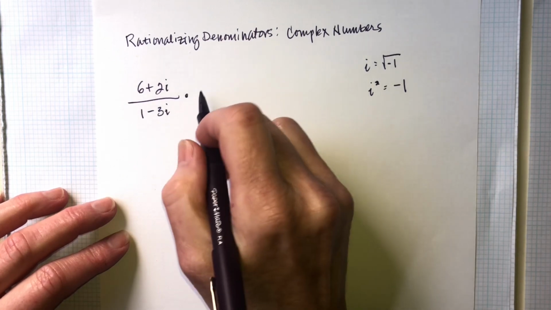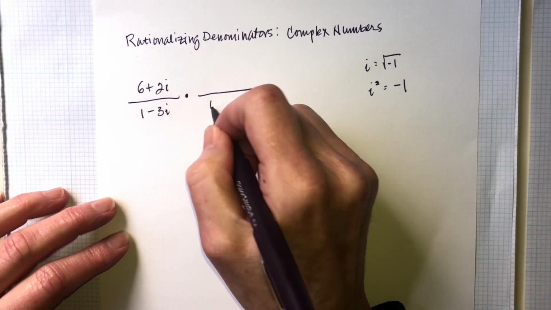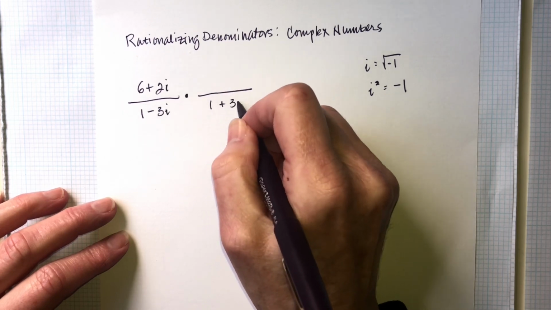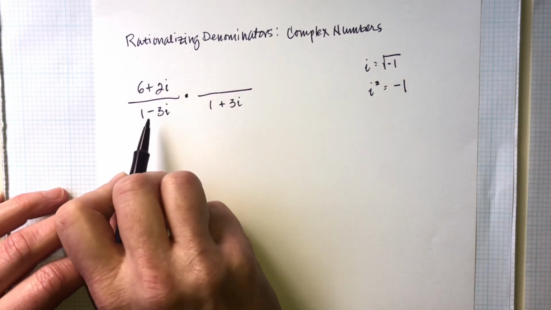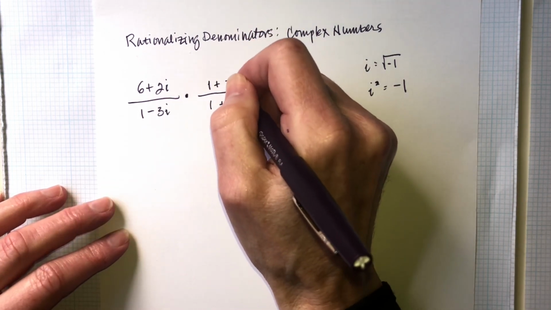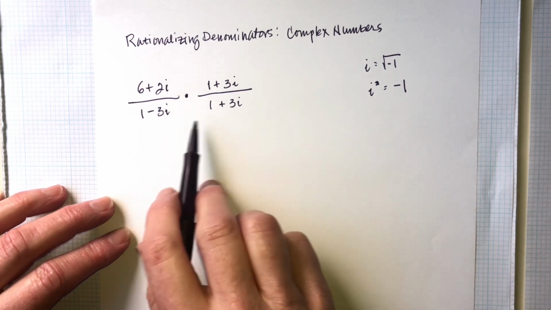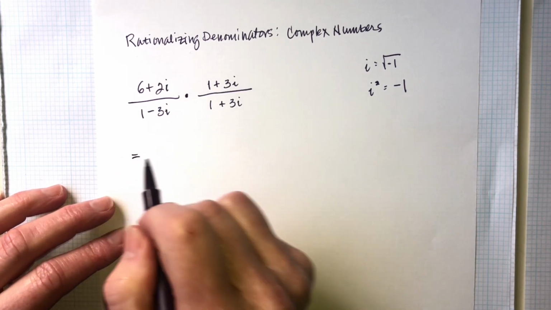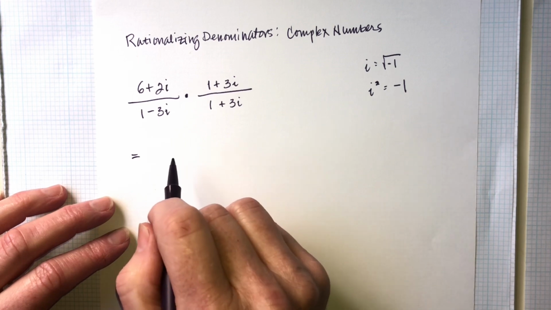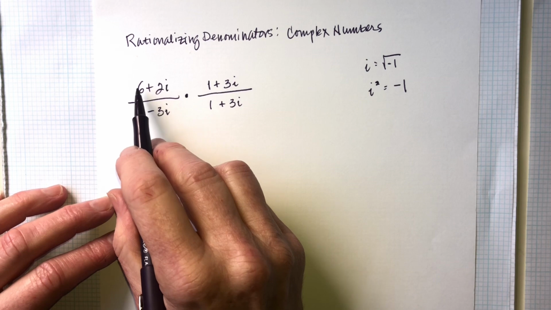We multiply by what's called the conjugate, and that is simply 1 plus 3i. So all we're doing is we're changing the sign there. And of course we have to multiply things by 1 to make them stay the same. So that's what our multiplication is going to be. So we're going to multiply these just using FOIL.